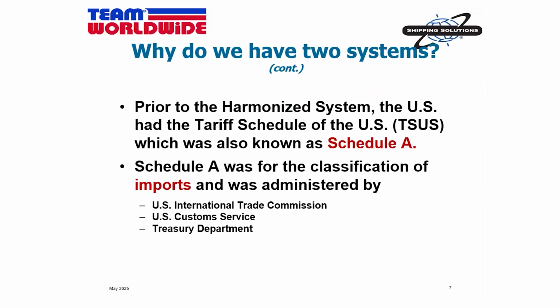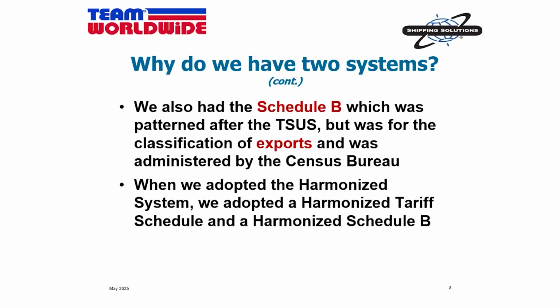We talked about that prior to the harmonized system, we had the tariff schedule of the US, and it was known as Schedule A, and it was related to the US International Trade Commission, US Customs Service, and the Treasury Department. A little known fact is that for the first 125 years of the US existence, the federal government was funded 100% by US customs duties and so forth. Income tax only came in the late 20s. Prior to that, it was funded by customs. Then we had the Schedule B, which was for export purposes. And we'll talk about the difference in the two.